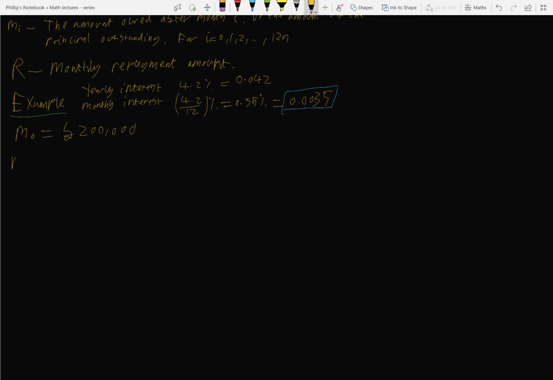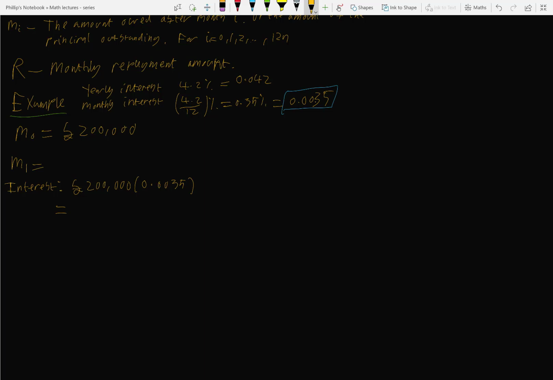Okay, so in month 1, we need to find the amount owed. We have to take deductions and additions. So we take the interest, which is £200,000 multiplied by 0.0035, which is 0.35%. That gives us the interest, because we've got to pay interest of 0.35% per month.